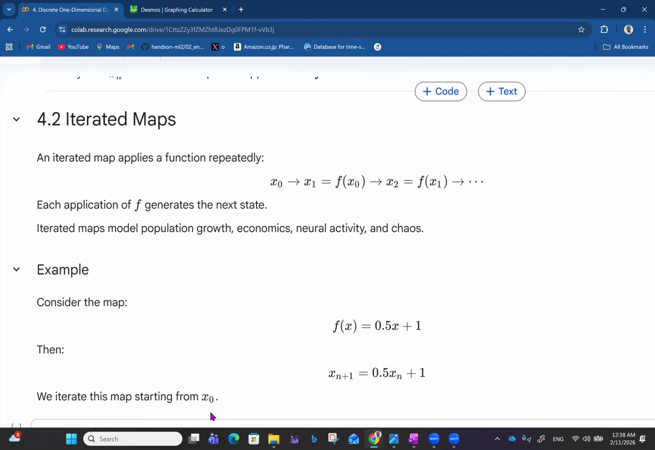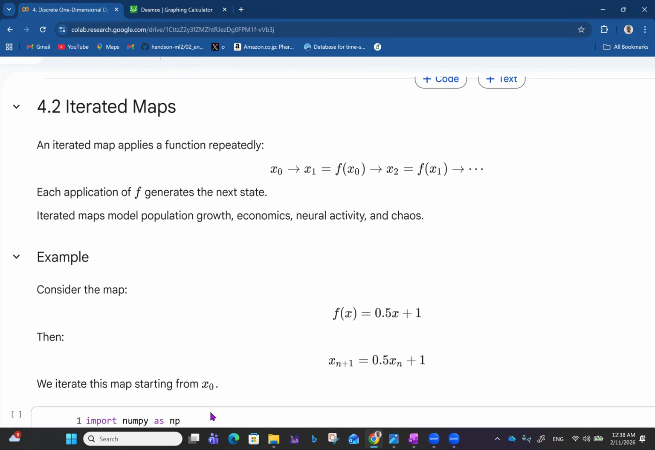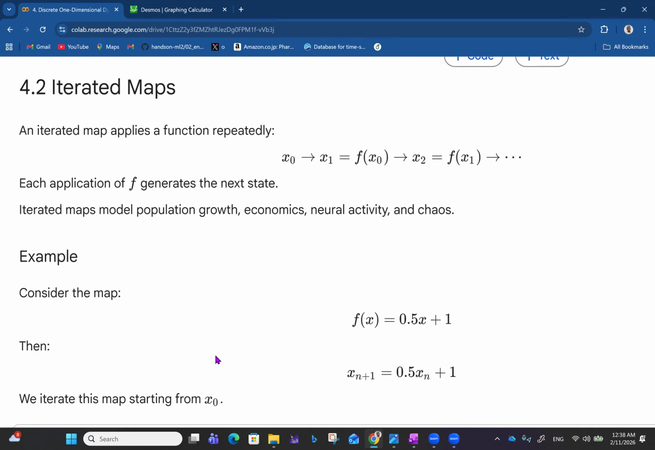An iterated map applies a function repeatedly, right? So imagine you have x naught. If you apply f to x naught, you get x1. That is, x1 is f of x naught, and then to get x2, you have to do f of x1. So when you apply a function repeatedly, you say that's an iterated map. Each application of f generates the next state, as we're going to see a lot in this video. Iterated maps model population growth, economics, neural activity, and even chaos.